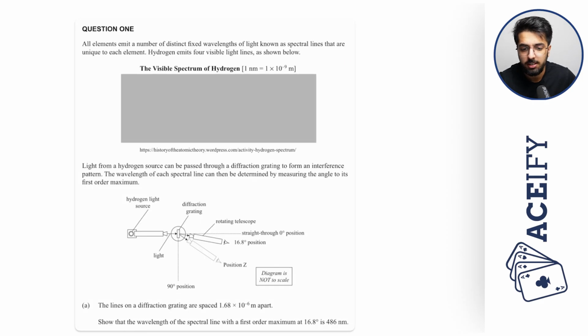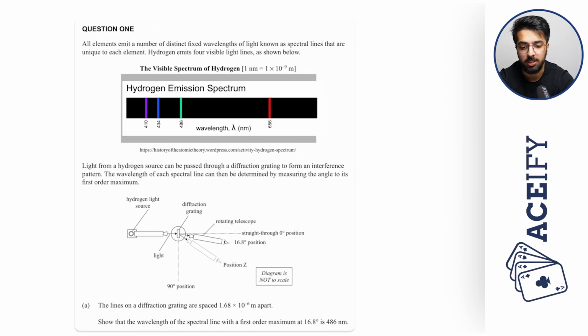All elements emit a number of distinct wavelengths of light known as spectral lines that are unique to each element. Hydrogen emits 4 visible lines as shown below. Obviously there's no diagram because NCEA removed it for copyright reasons, but I'll put up an image of what it should look like. Light from a hydrogen source can be passed through a diffraction grating to form an interference pattern. The wavelength of each spectral line can be determined by measuring the angle to its first order maximum.